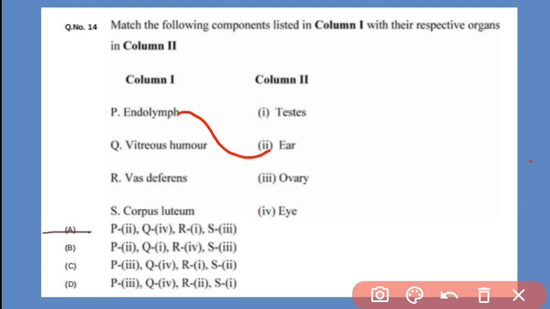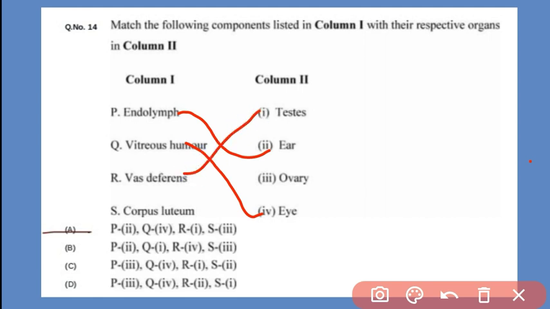Endolymph for the ear, fibrous humor for the eye, vas deferens. It is also called a sperm duct. The job of this duct is to move the sperm away from its storage place in the testicle. This duct is a coiled tube that carries sperm out of the testes.